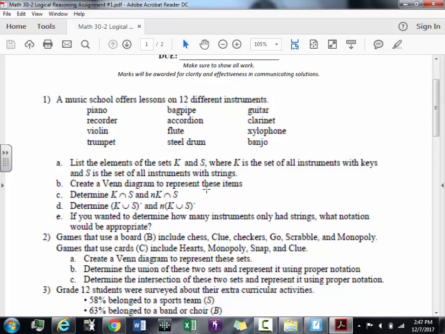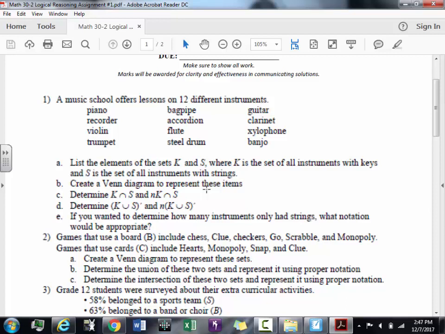So let's start labeling. Where does the piano go? Yeah, both, because piano had both. Recorder, what do we say for recorder? Nothing? A violin, strings, but strings only, right? Trumpet, we said yes to keys on that one. So trumpet. Do you guys feel like you kind of get what I'm going for here? So you guys can do the rest of this later.